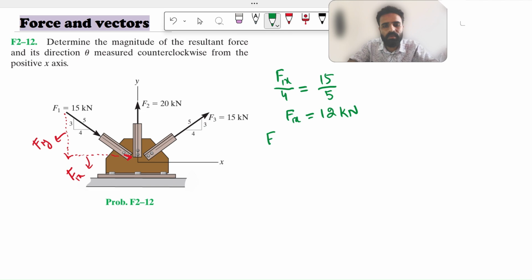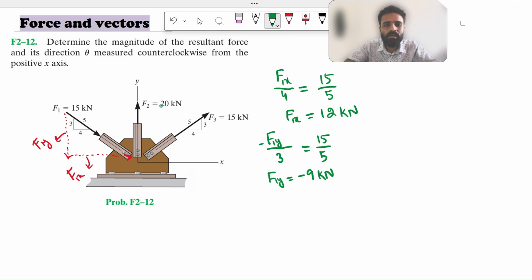And for F1y, I'll be applying the similar triangle technique. Now I'm taking the perpendicular of the large triangle, which is F1y, divided by the perpendicular of the small triangle, which is 3, equal to the hypotenuse of the large triangle over the hypotenuse of the small triangle. F1y is acting downward. Here you can see that F1y is acting downward, so it will be negative. So F1y will be equal to minus 9 kilonewton. So we found the value of the horizontal and vertical components of the F1 force.